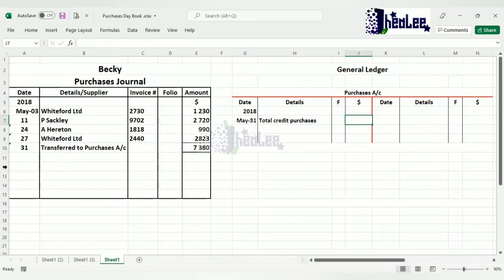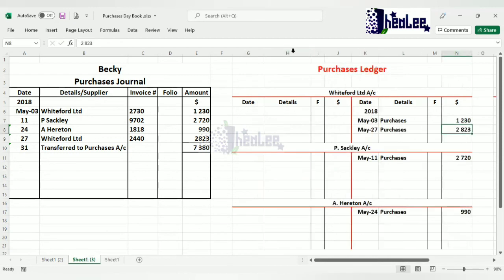Remember, in the purchases journal, May 31st, we have transferred to purchases account, and this is $7,380. That is the value of your total credit purchases for the period. So that is 7,380. And basically, that is the end of completing the posting from the purchases journal to the respective ledgers. Just to review what we have done, our posting from the purchases journal to the purchases ledger.